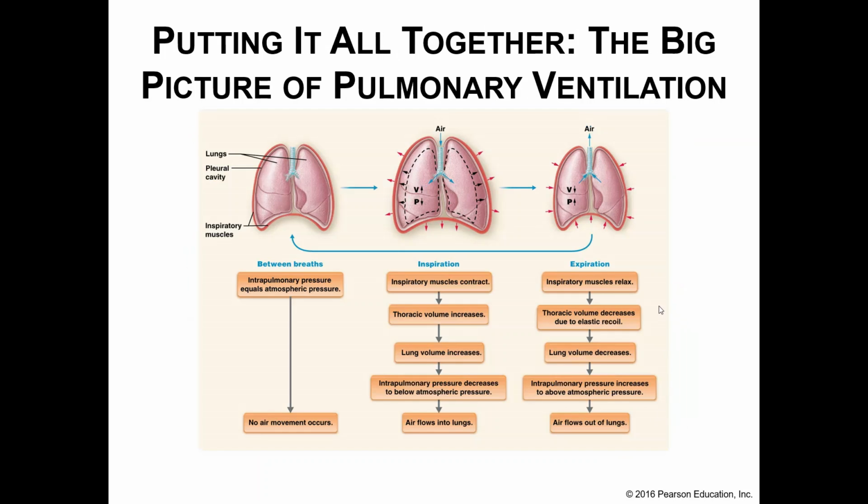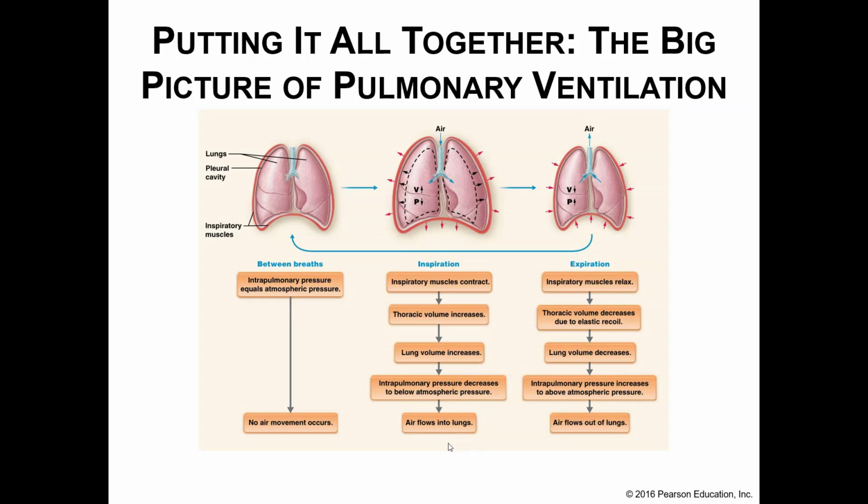Last but not least, one more review slide. In between breaths, your intrapulmonary pressure equals your atmospheric pressure. We are having no air movement here. We're also not having any muscle movement. Inspiration, your inspiratory muscles are going to contract, so your diaphragm, your external intercostals. This will increase your thoracic cavity volume, increases your lung volume, which decreases your intrapulmonary and your intrapleural pressures. These will go below atmospheric pressure. This will allow air to move into your lungs.